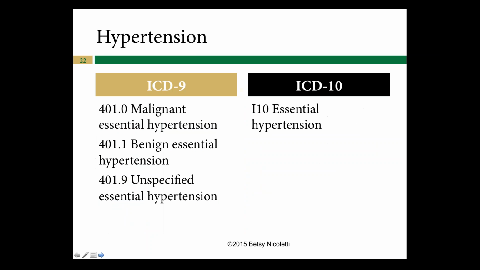Now the next set of chronic conditions I'm going to talk about are hypertension, hypertensive heart disease, and hypertensive chronic kidney disease. And then we'll talk about chronic kidney disease. These are the equivalent of 401 category codes and then 402, 403, 404 in ICD-9.